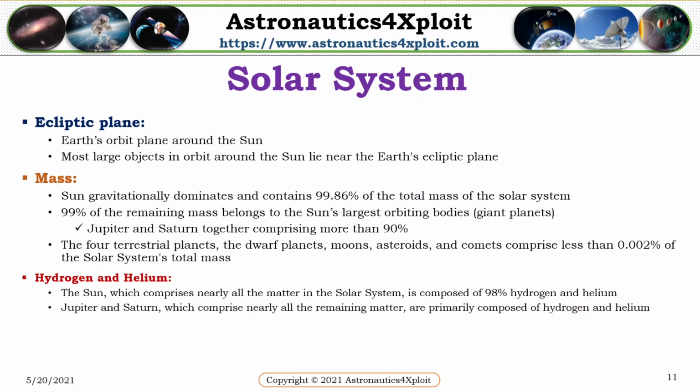The Sun, which comprises nearly all the matter in the solar system, is composed of 98% hydrogen and helium. Jupiter and Saturn, that comprise nearly all the remaining matter, are primarily composed of hydrogen and helium.